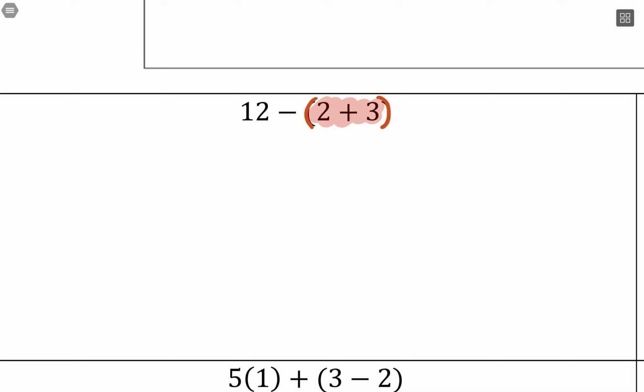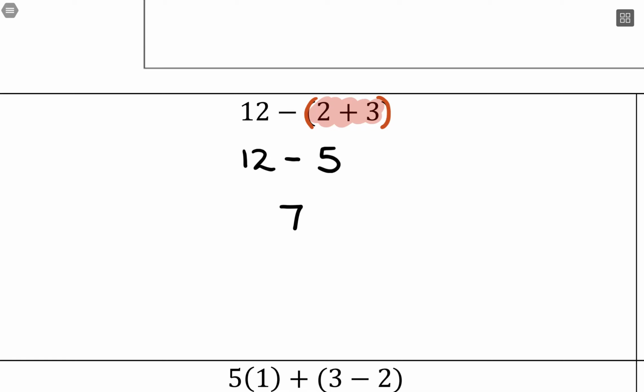So that means everything else just stays the same. So I still have this 12 minus, but I want to take care of that 2 plus 3, which is equal to 5. Then there are no more parentheses, no exponents, no multiplication or division. All I'm left with is subtraction. So I just take care of 12 minus 5, which is equal to 7.